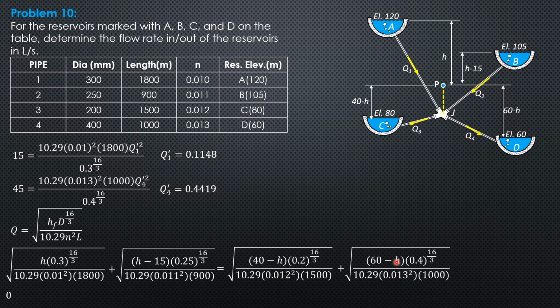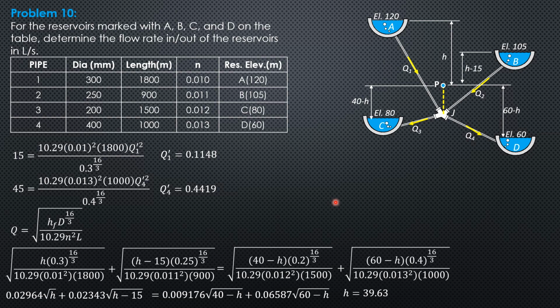So simplifying the radical, we have 0.02964 square root of H plus 0.02343 square root of H minus 15 equals 0.009176 square root of 40 minus H plus 0.06587 square root of 60 minus H. So only H is the unknown here. By trial and error, if you're not allowed to use a high-tech calculator, you'll find H should be between 15 and 40. That's the range. So make sure that the left is equal to the right. So solving for H is 39.63 meters.